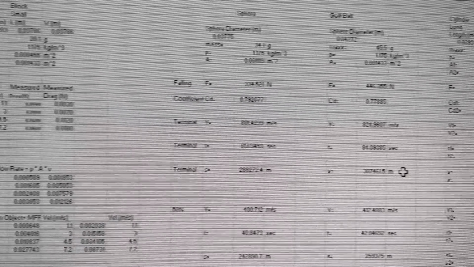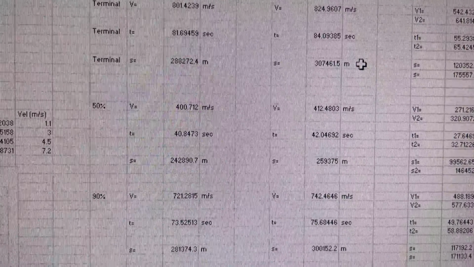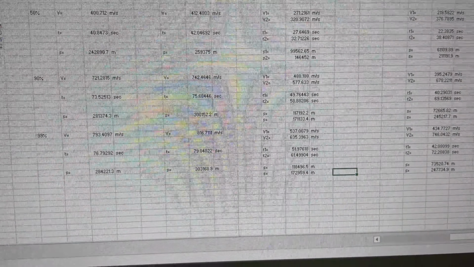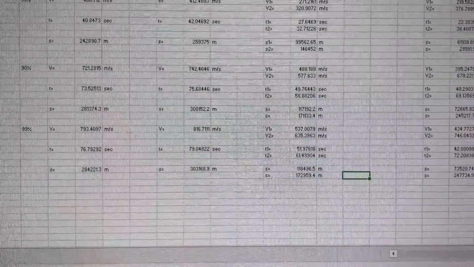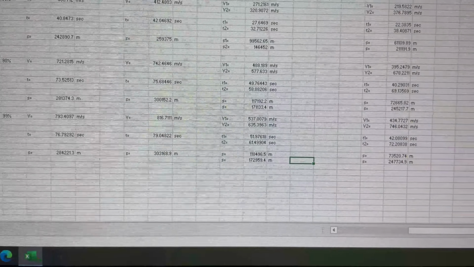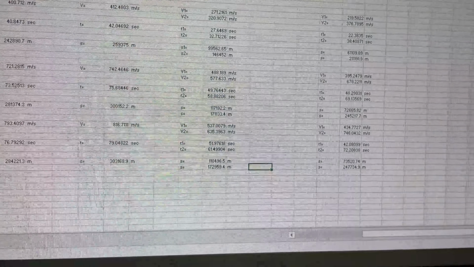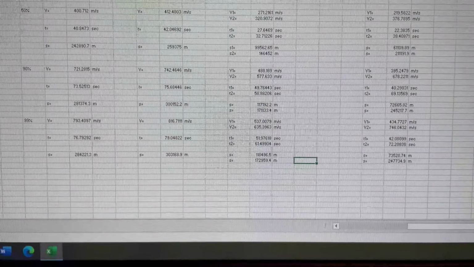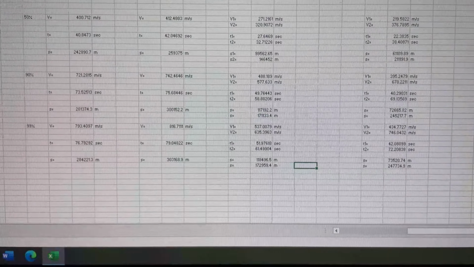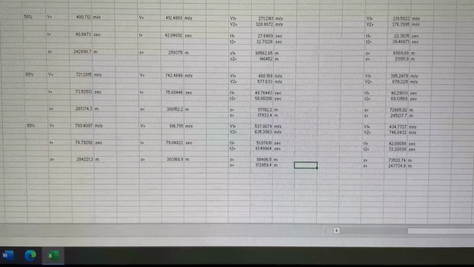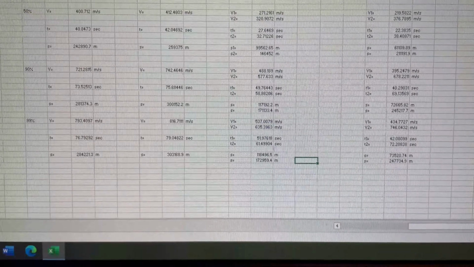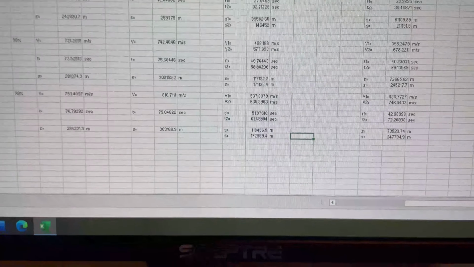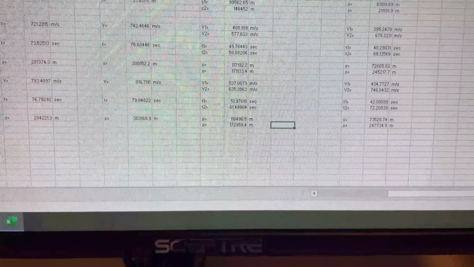So velocities for my terminal velocities on each of those, and this is my 50%. And there's my 90%. I noticed that V and T are pretty linear in differences. But position was not. Obviously it's logarithmic according to my formula.